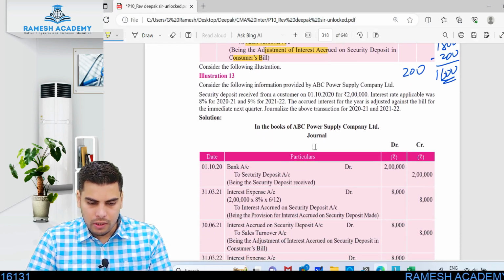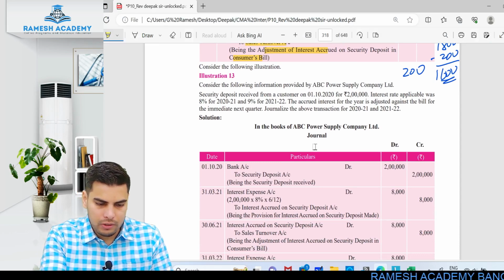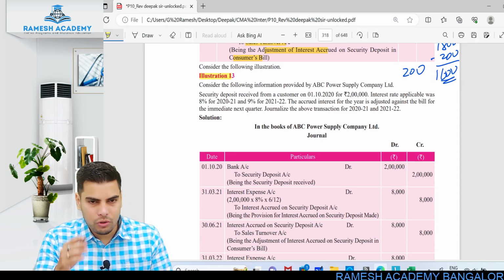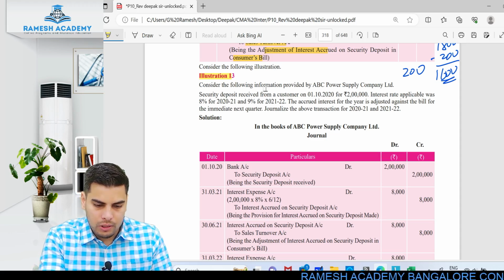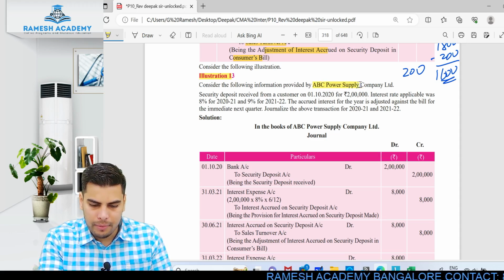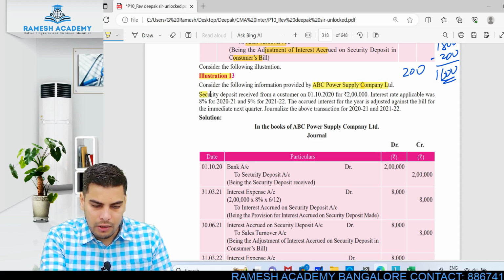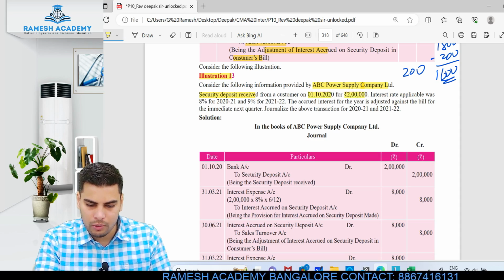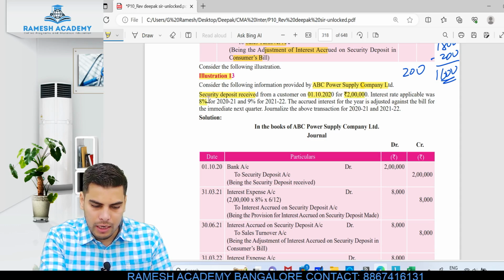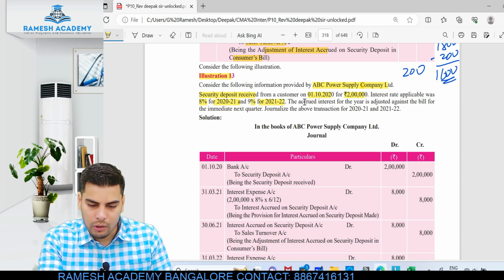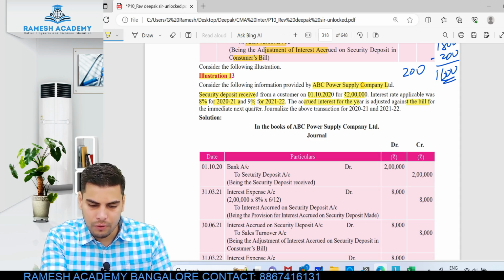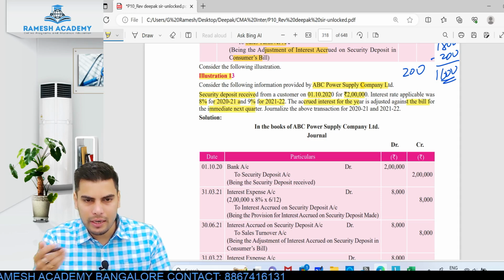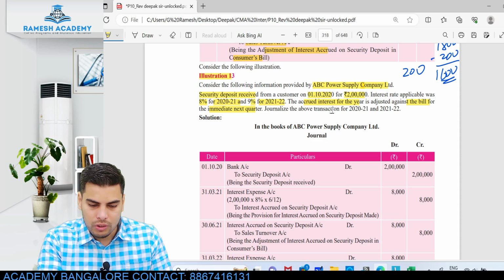So let's look into this particular illustration now. Illustration number 13. This will be based on the entries we discussed just now. Consider the following information provided by ABC Power Supply Company Limited. Security deposit received from the customers on 1st October 2020 was 2 lakh rupees. Interest rate applicable was 8% for financial year 2020-21, 9% for 21-22. The accrued interest for the year is adjusted against the bill for the immediate next quarter. Journalize the above transactions for the years 2020-21 and 21-22.